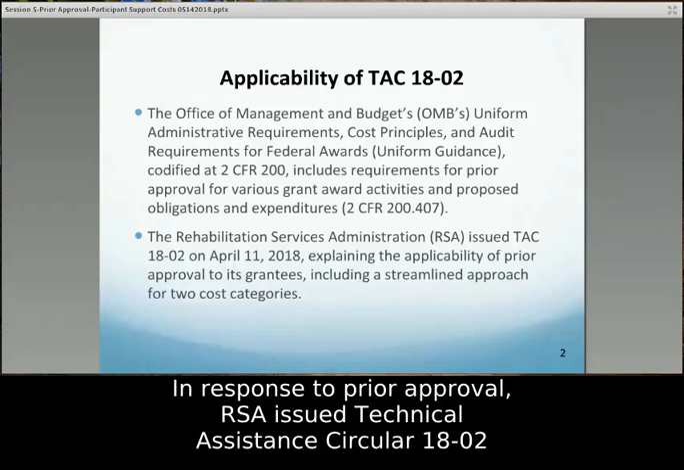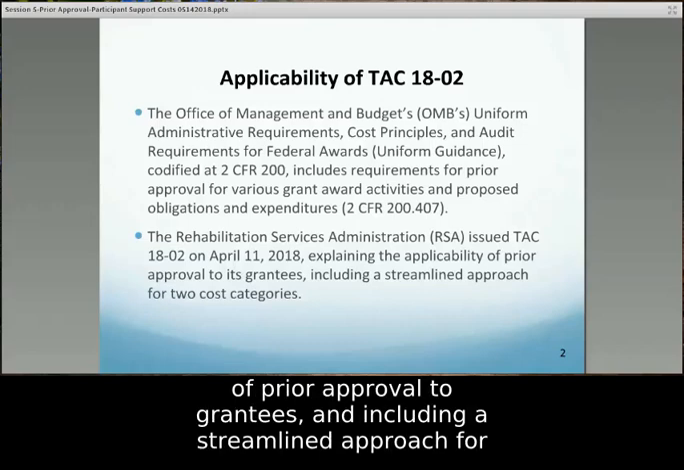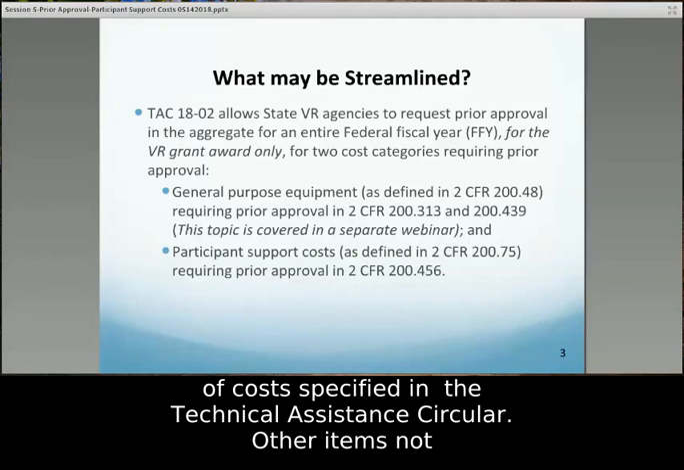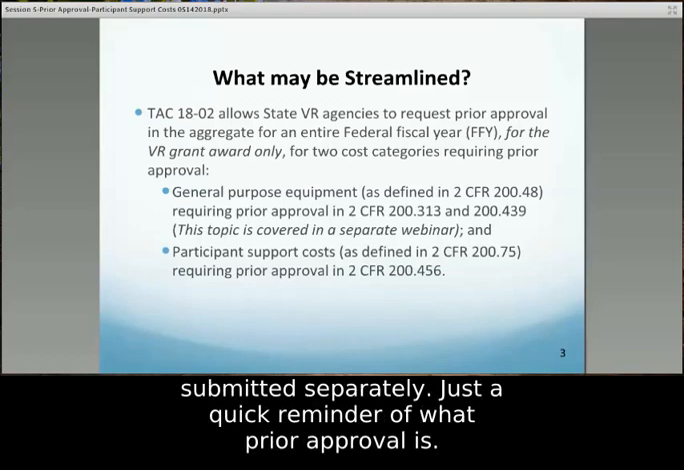In response to prior approval, RSA issued Technical Assistance Circular 1802 on April 11, 2018, explaining the applicability of prior approval to grantees and including a streamlined approach for 2 cost categories. This technical assistance covers only those items of cost specified in the Technical Assistance Circular. Other items not specifically talked about in this prior approval session must be submitted separately.